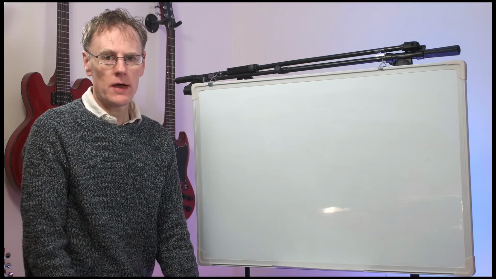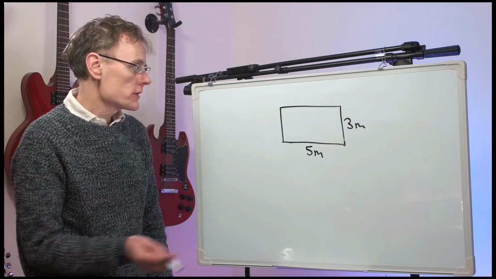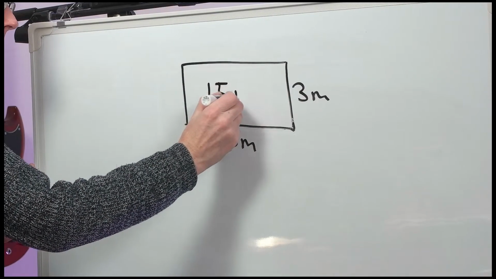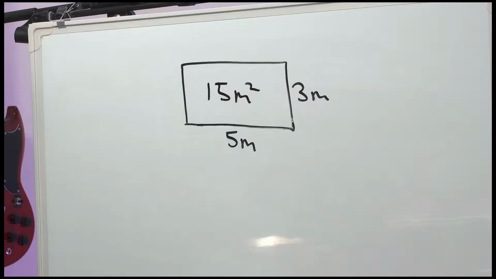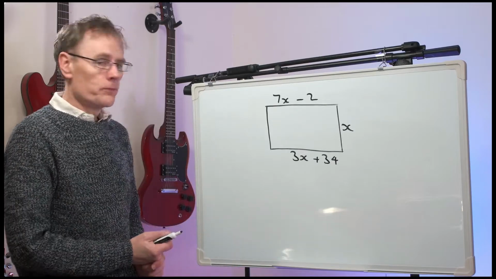To work out the area of a rectangle, you multiply the length by the width. So the area of this rectangle is 15 square metres. 15 metres squared, simple. But how on earth could you work out the area of this rectangle?